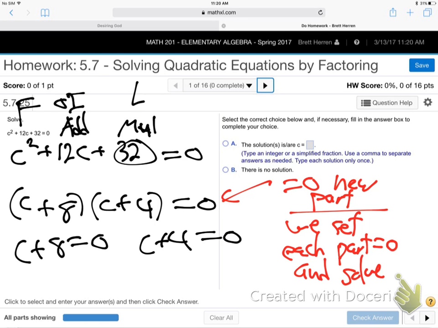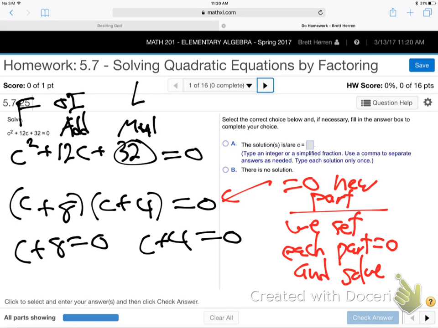Solve, meaning get C alone. So I set each part equal to 0. Now, why do I set each part equal to 0? I'll come back to that in a minute. For now, let's just say you do. It goes from one equals 0 to two equals 0s, for who knows why. We'll come back to it in a minute.